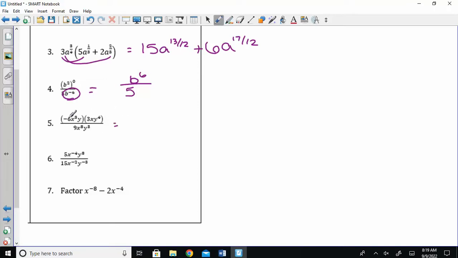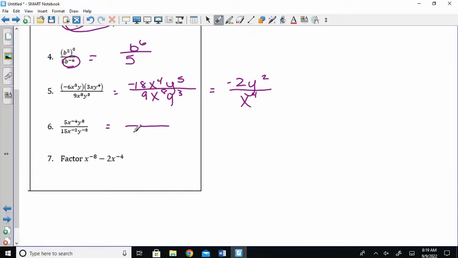Number 5, if I start multiplying on the top, negative 6 times 3 is negative 18. X cubed times x is x to the 4th. Y times y to the 4th, so you add those exponents, is y to the 5th. Over 9, x to the 8th, y cubed. So negative 18 over 9 reduces to negative 2. X's, we have more on the bottom. 8 minus 4 is 4. Y's, we have more on top. 5 minus 3 is 2.